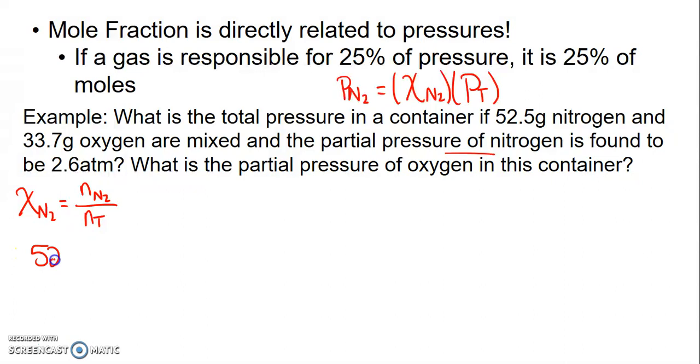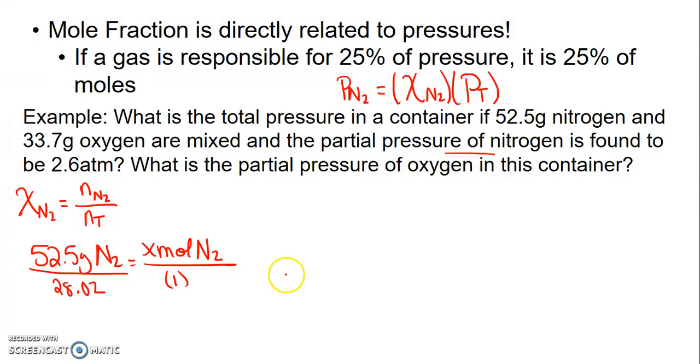And so 52.5 grams of nitrogen gas, we're trying to find moles of nitrogen gas. So we're going to put 1 on the bottom, and on the bottom of this one we'll put 28.02. You get 1.87. We do a similar calculation to find the moles of oxygen gas, so 33.7 over 32.